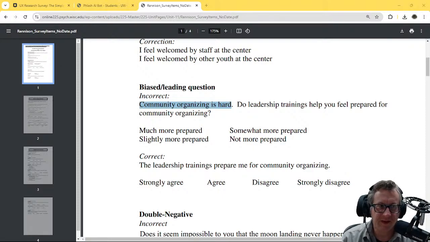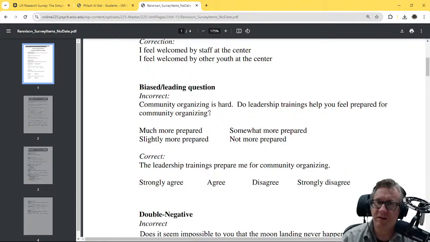All right. So here we have biased questions. And how do we avoid them? By eliminating affective language, right? So, "organizing is hard" is packaging the question and priming the respondent to think negatively about the subject being asked about, right? So we don't need that. Is this necessary? Not at all. "Do leadership trainings help you feel prepared for community organizing?"